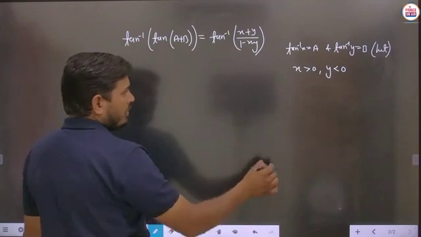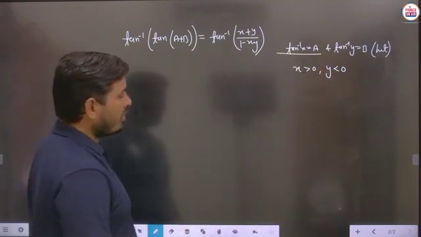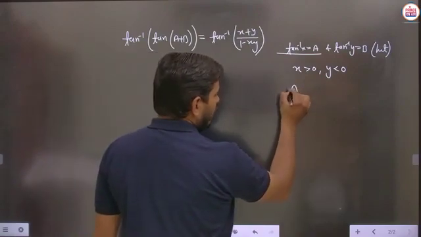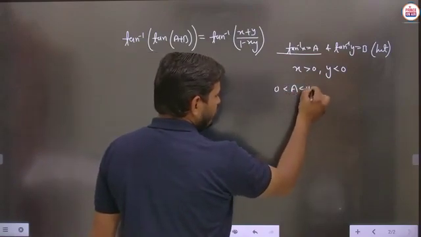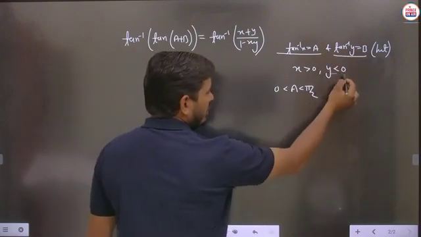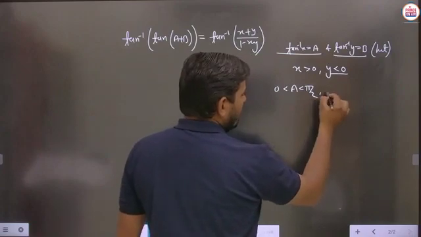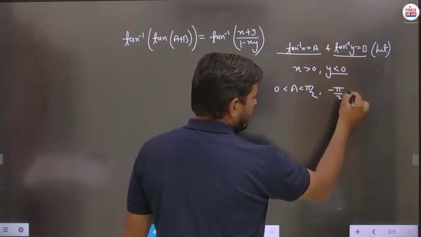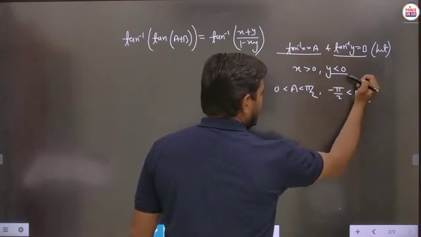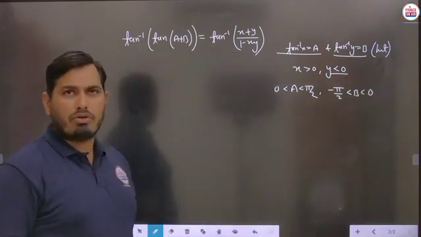So definitely, students, tan inverse x is angle A, which means this particular angle A will lie from 0 to pi by 2. And here, tan inverse y, in this case y is less than 0, so this particular angle B will lie from minus pi by 2 to 0. Is it clear?